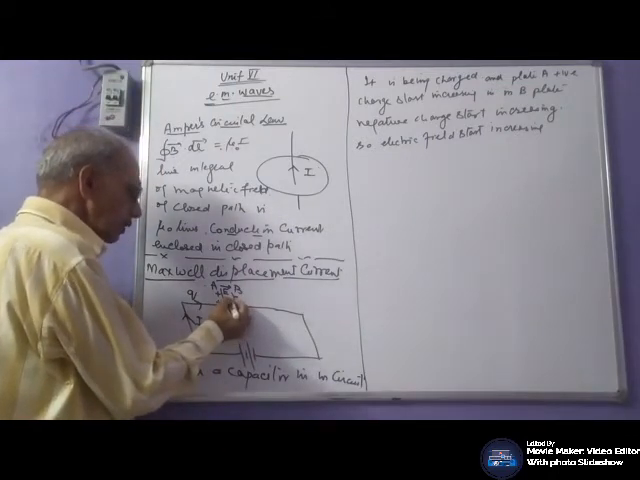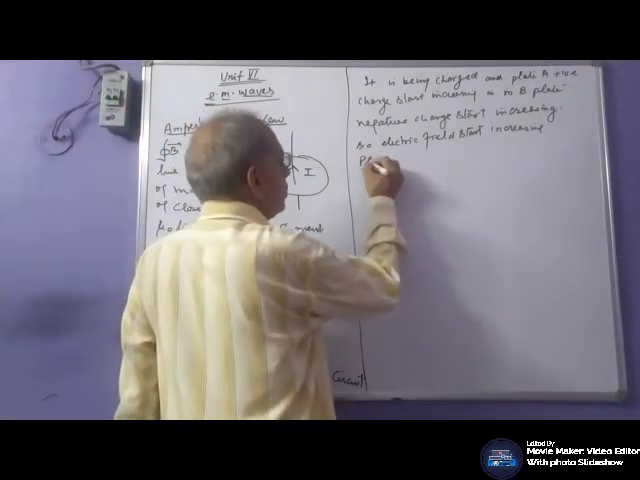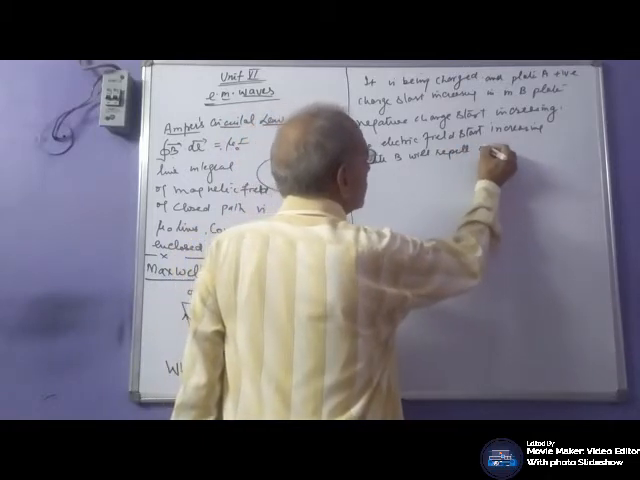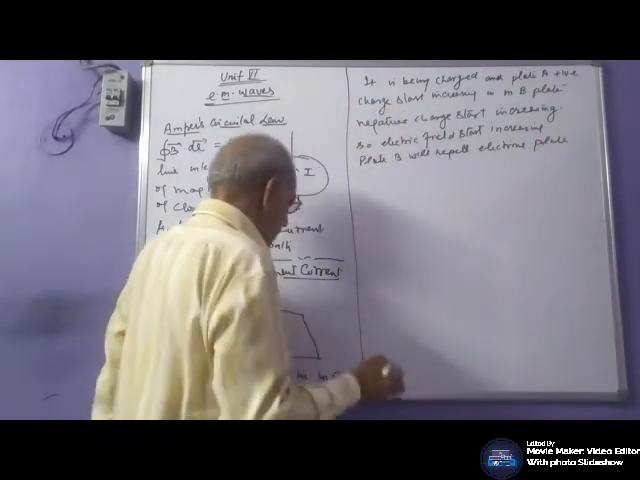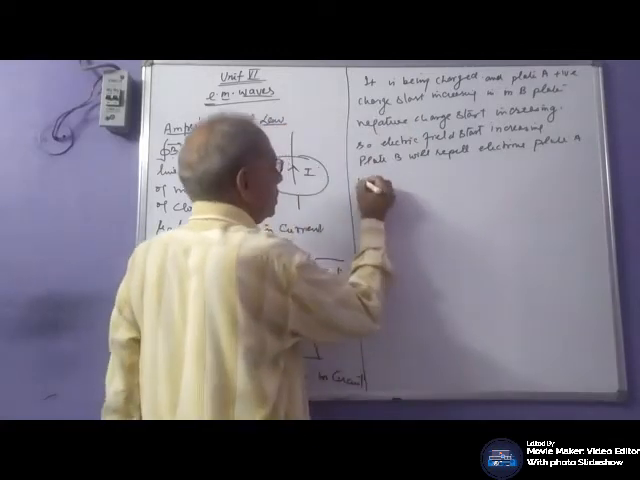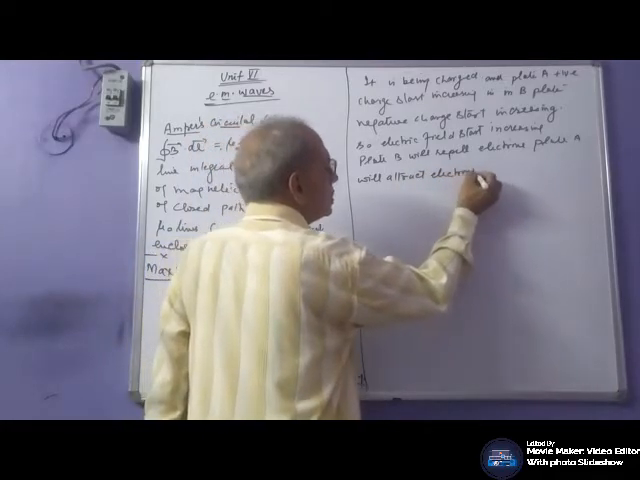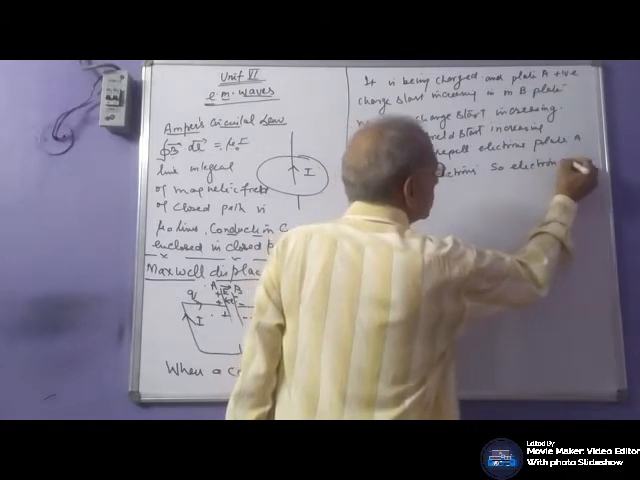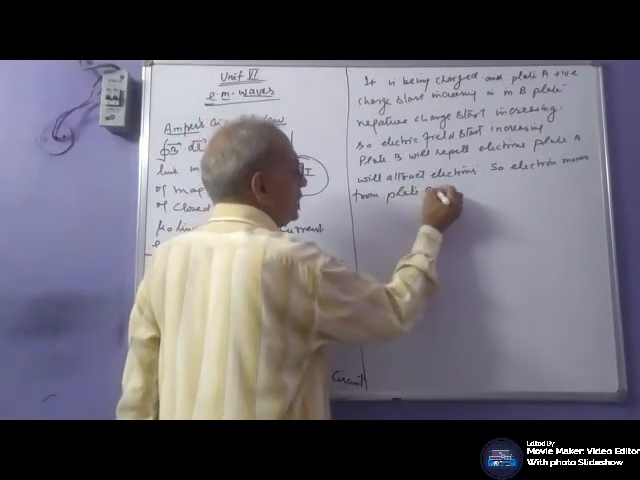As this plate is negative, it will repel electrons like this. Plate B will repel electrons. Plate A, why will it attract? Plate A is positively charged, so it will attract electrons. So electrons move from plate B to A.